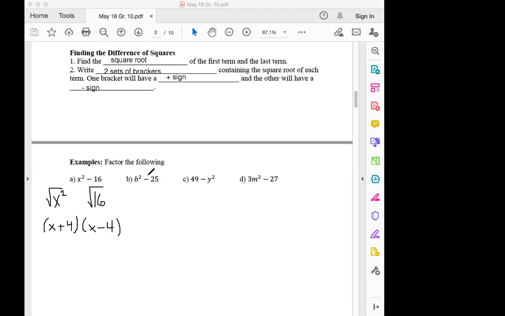So we look at the next one. There are two terms. There's a subtraction in the middle, and both of them can be square rooted. So we do the square root of b squared, put it in our bracket, so it's going to be b. We put it at the start of both brackets. We can do the square root of 25, which is 5. So we put 5 at the end of both, and we put a plus sign in one and a minus sign in the next, and that's it.